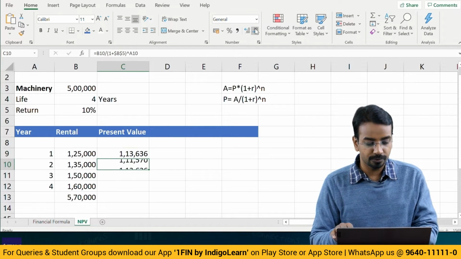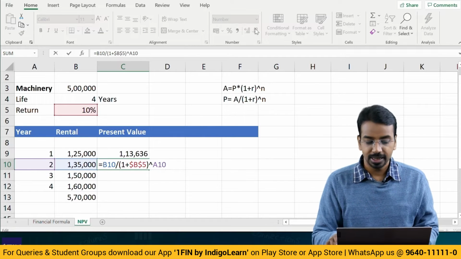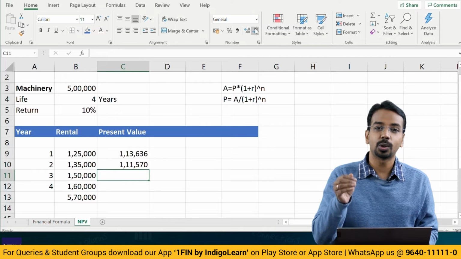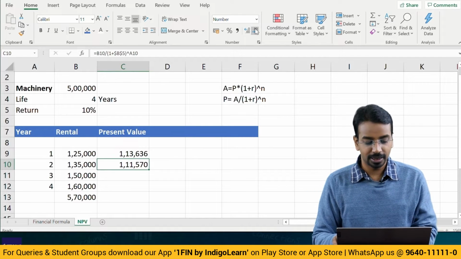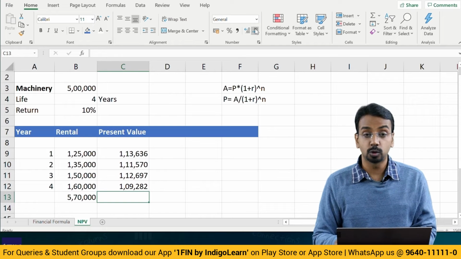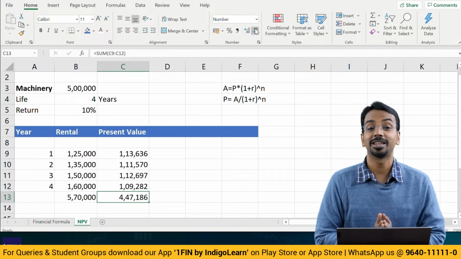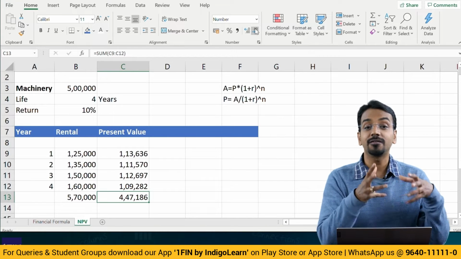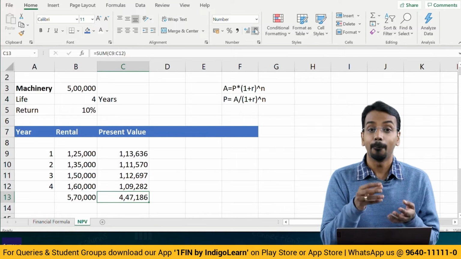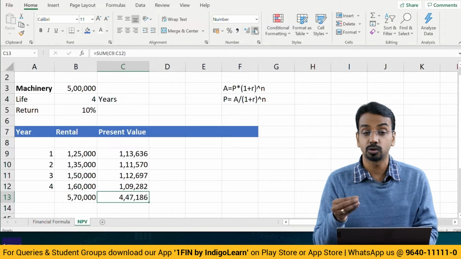Same formula I can copy it for the next cell. 1,35,000 after 2 years is worth 1,11,570 today. So like this I can copy these two things. Now the present value, if you total it up, is only 4,47,186. So though on the face of it you are making a profit, but if you look at the cash flow, you are only getting 4,47,186.